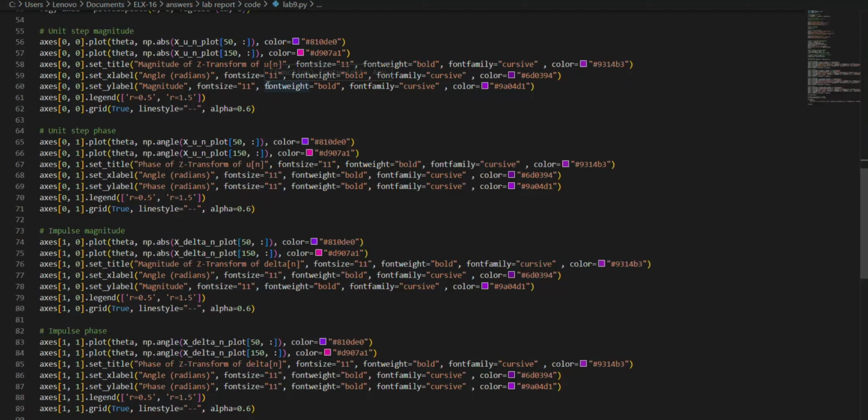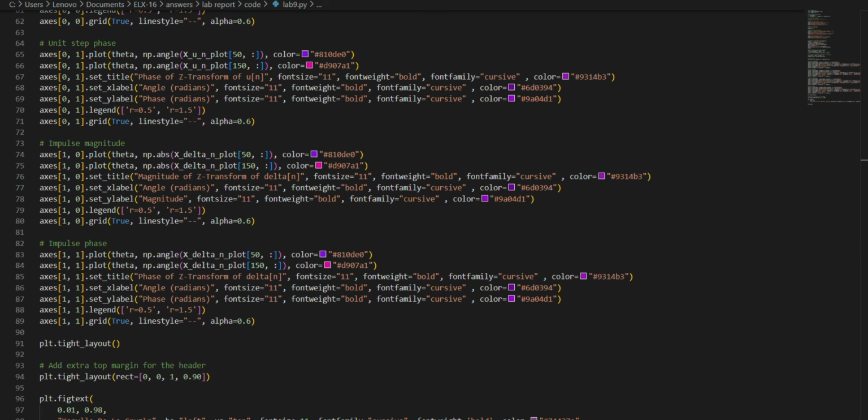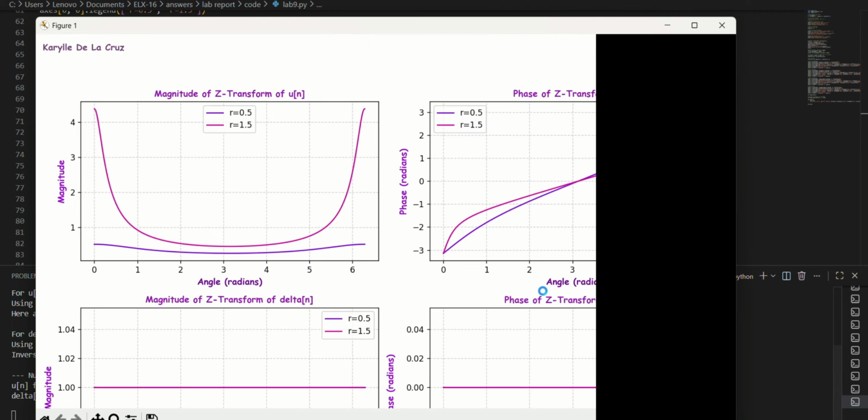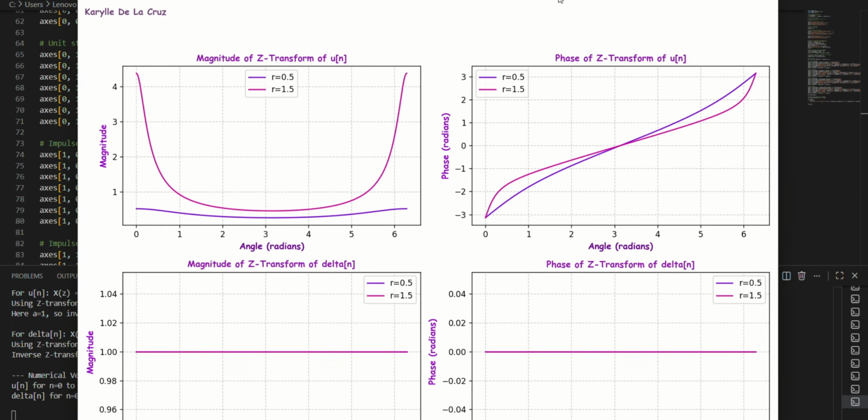The first row shows the magnitude and phase of the Z transform of u of n for two different radii, r equals 0.5 and r equals 1.5, which helps illustrate how the Z transform behaves inside and outside the region of convergence. The second row shows the magnitude and phase of the Z transform of delta n, where we observe that the magnitude remains constant and the phase is 0 regardless of the radius because the Z transform of an impulse is equal to 1.